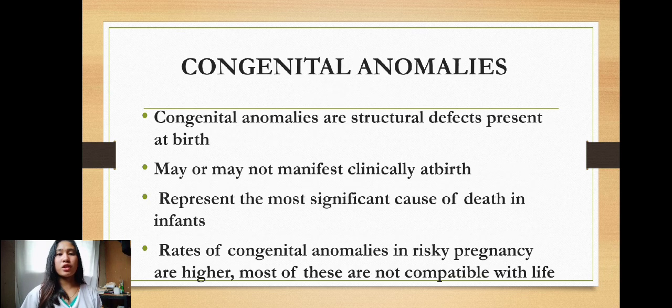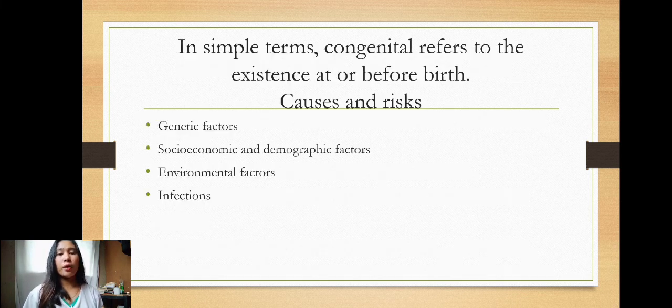congenital anomalies are structural defects present at birth, may or may not manifest clinically at birth, and represent the most significant cause of death in infants. Rates of congenital anomalies in a risky pregnancy are higher. Most of these are not compatible with life. In simple terms, congenital refers to the existence at or before birth. Causes and risk factors: genetic factors, socioeconomic and demographic factors, environmental factors, infections.